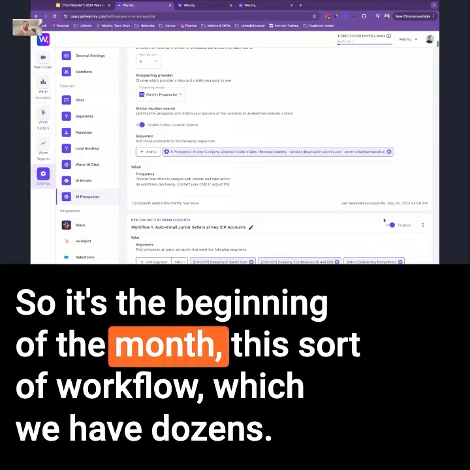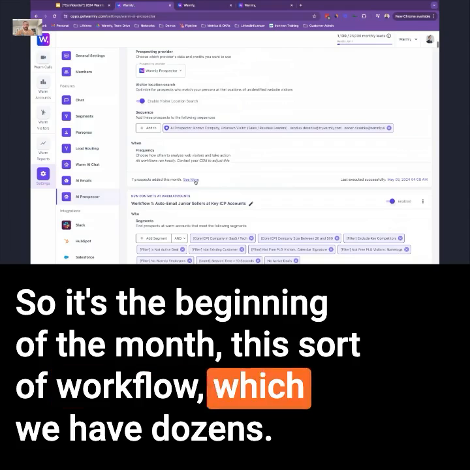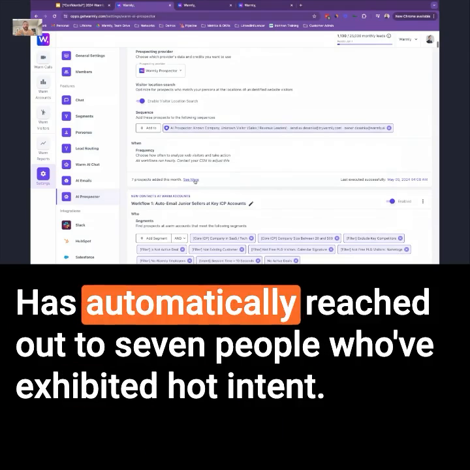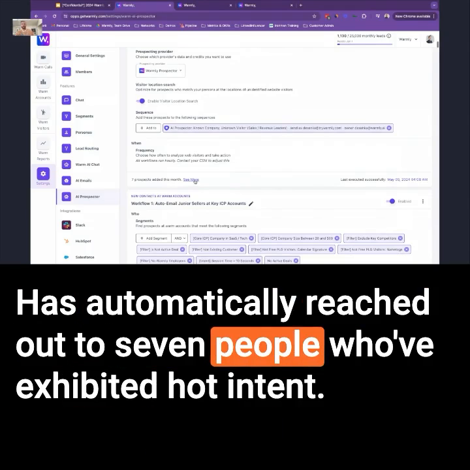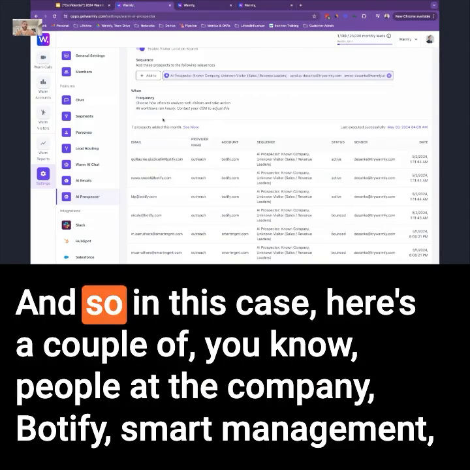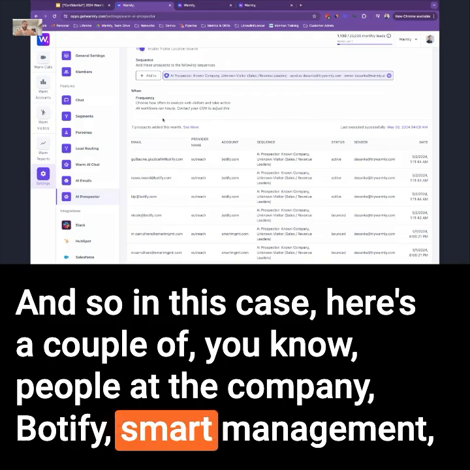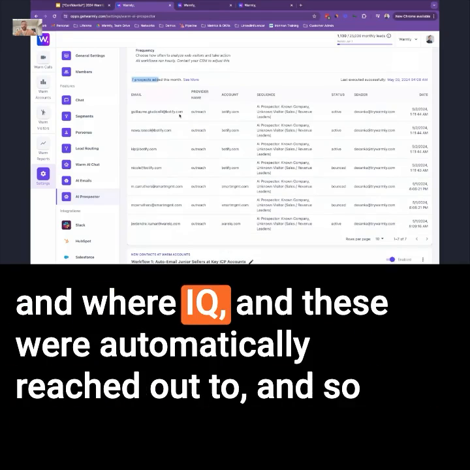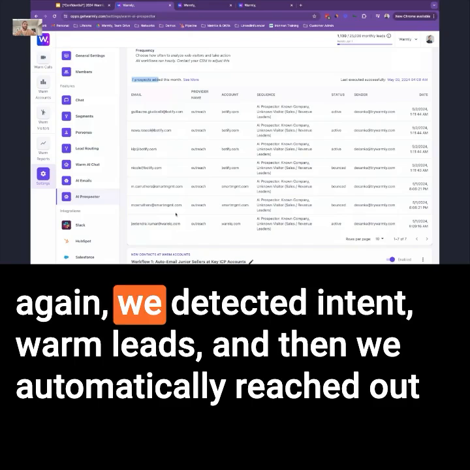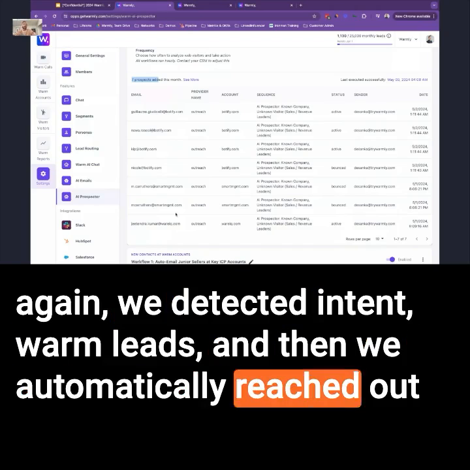So it's the beginning of the month. This sort of workflow, which we have dozens of, has automatically reached out to 7 people who've exhibited hot intent. In this case, here's a couple of people at the companies Botify, Smart Management, and Where IQ. And these were automatically reached out to. So again, we detected intent, warm leads, and then we automatically reached out to them.